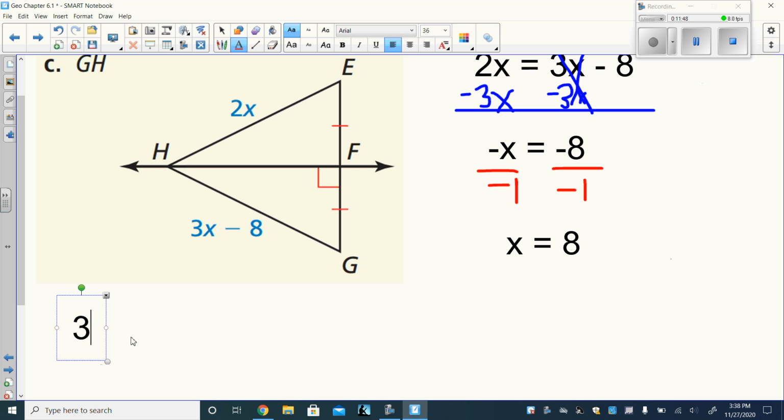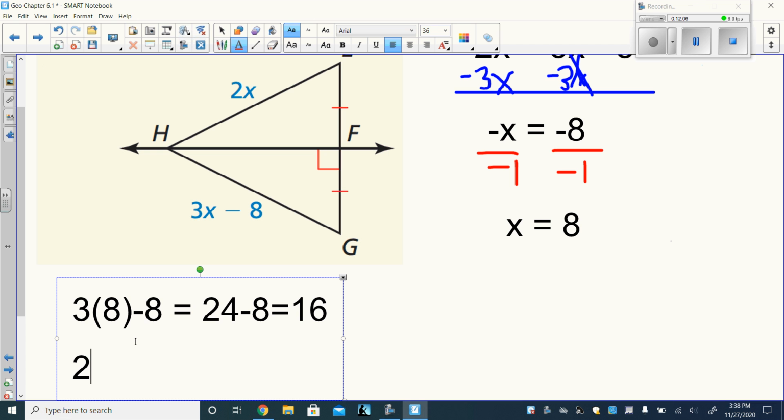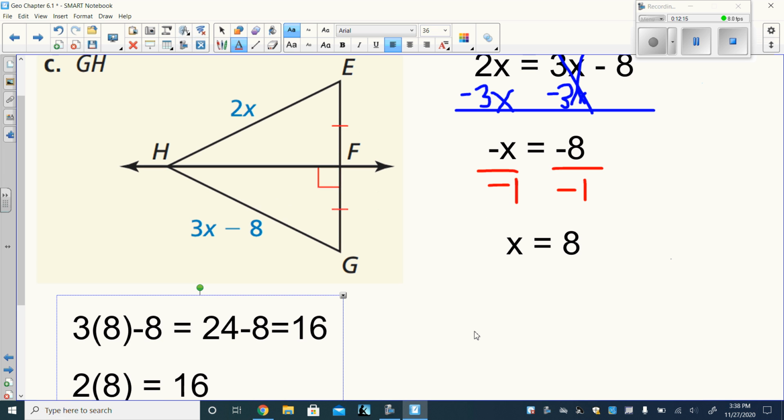So we could do 3 times 8 minus 8. Well, 3 times 8 would give us 24. And 24 minus 8 is 16. Now, if we did the other length, 2 times 8, well, 2 times 8 is 16. And we see that we get the same value. So the length of GH, the value of GH, is 16. And that's all we have to do for this here.